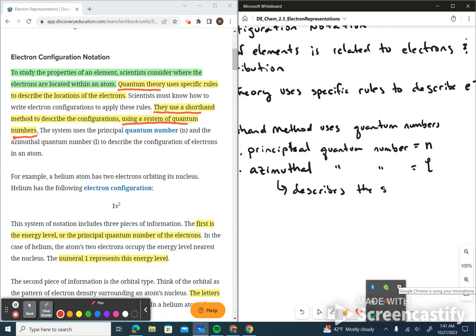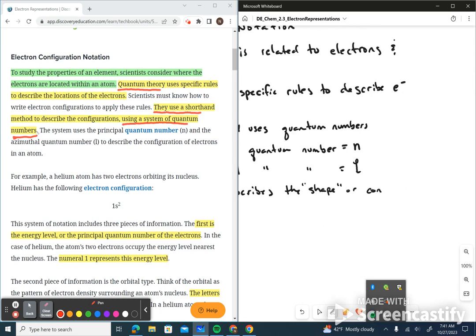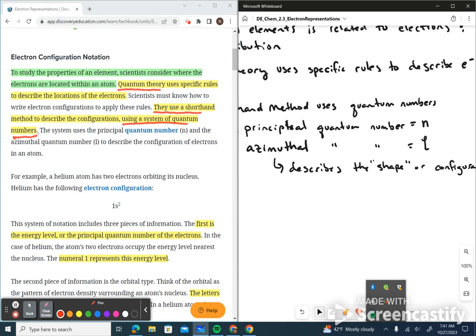The shape, or AKA configuration. Okay. Then you also had the magnetic number and the spin number, right? So, for example, they give us an example here, and they say helium. Helium is 1s2.